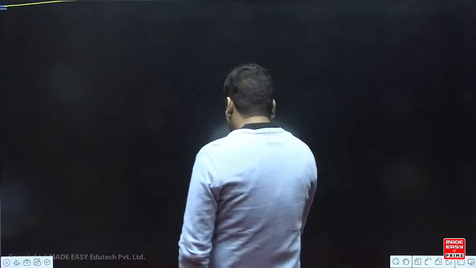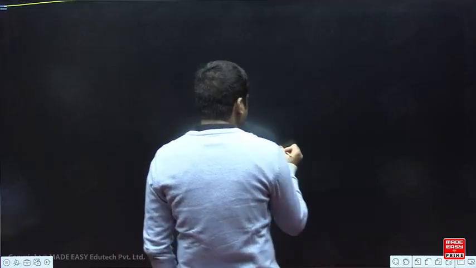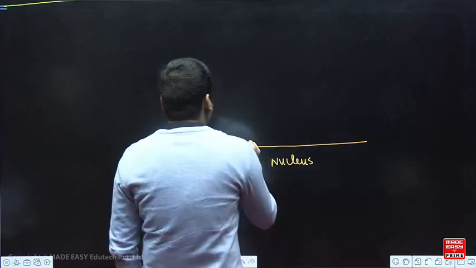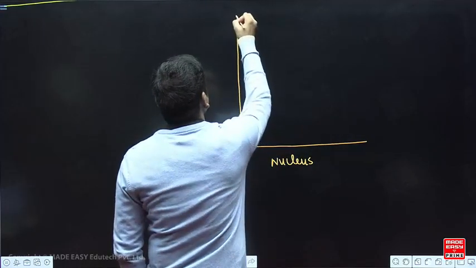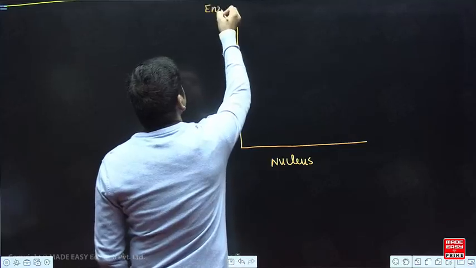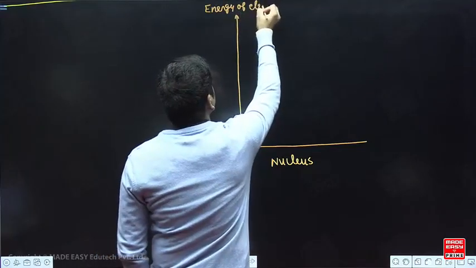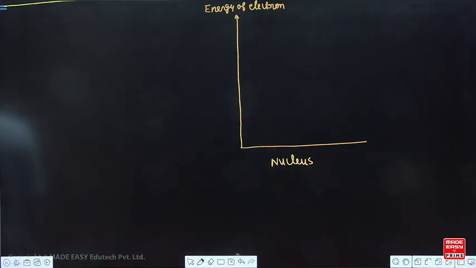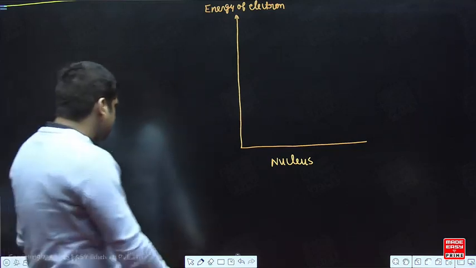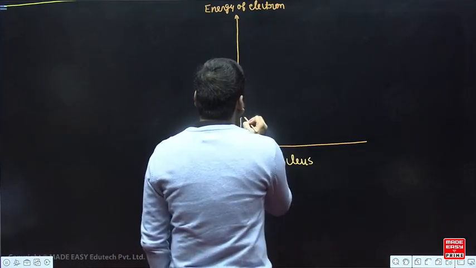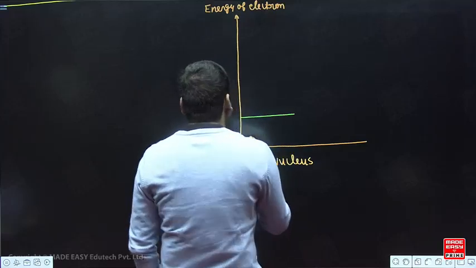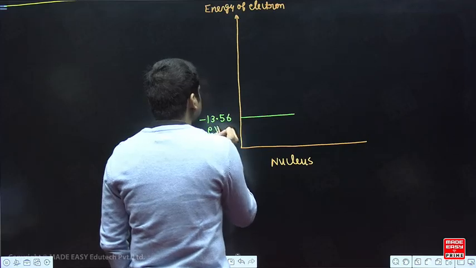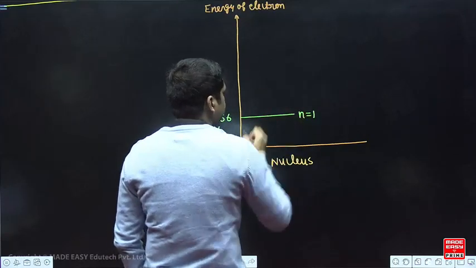आइए जरा देखिए, एक्चुअली पाया ये गया कि लेट अस सपोज ये न्यूक्लियस है, और हम इलेक्ट्रॉन की एनर्जी को प्लॉट करें. This is energy of electron. अब अगर हम इस एनर्जी को प्लॉट करें तो बोहर के हिसाब से you would be getting first orbit, and for the first orbit the energy is -13.56 electron volt. This is for n is equal to 1.